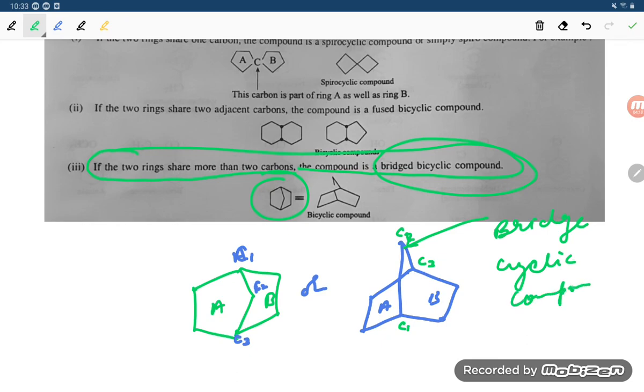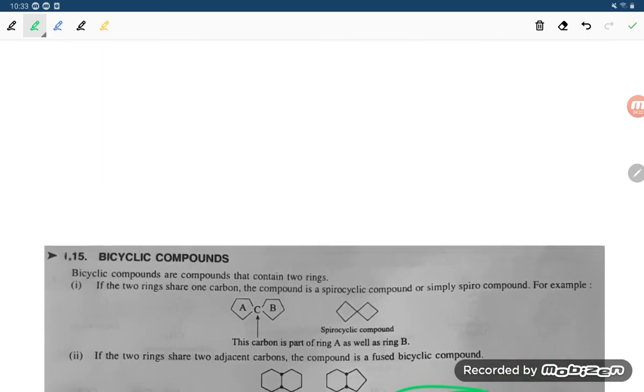So this is the bicyclic compound. This is our answer. Okay, this is all about the bicyclic compound.